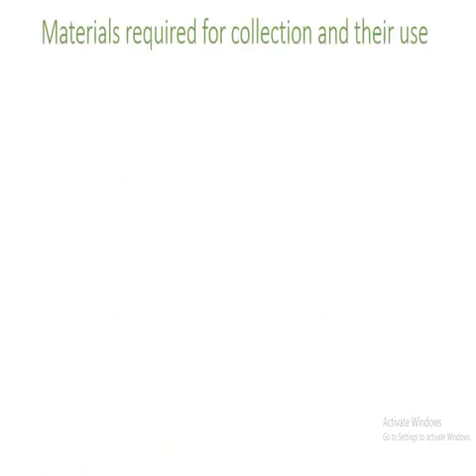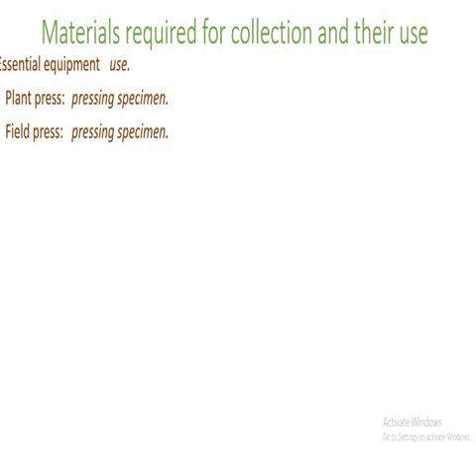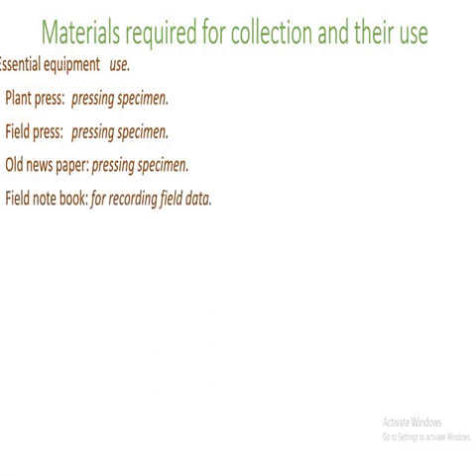Now, when you want to collect a herbarium specimen, there are some materials or equipment that you will require. So we are going to look at the equipment and its use. You can have a plant press or a field press. These are normally used synonymously in some books. These are for pressing the specimen. You will require an old newspaper which will act as the blotter, again for pressing the specimen.